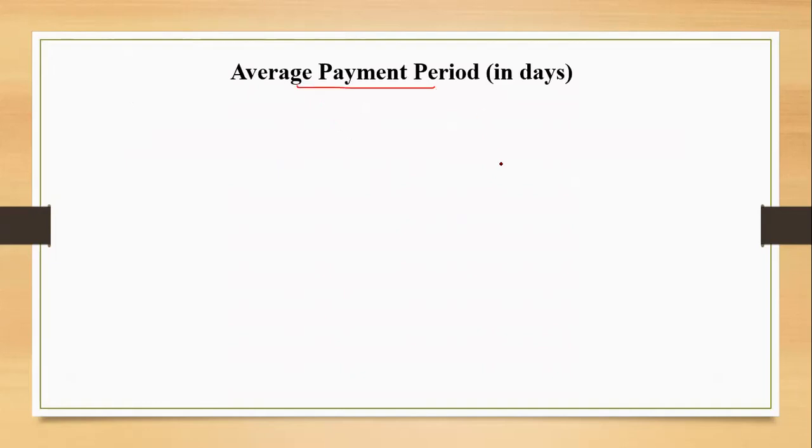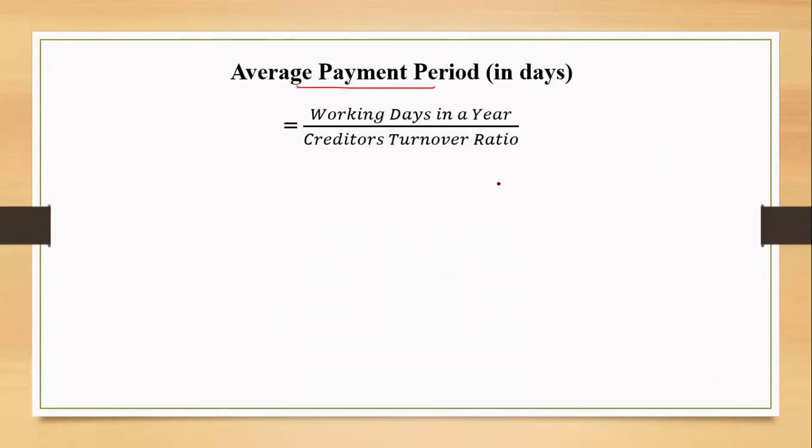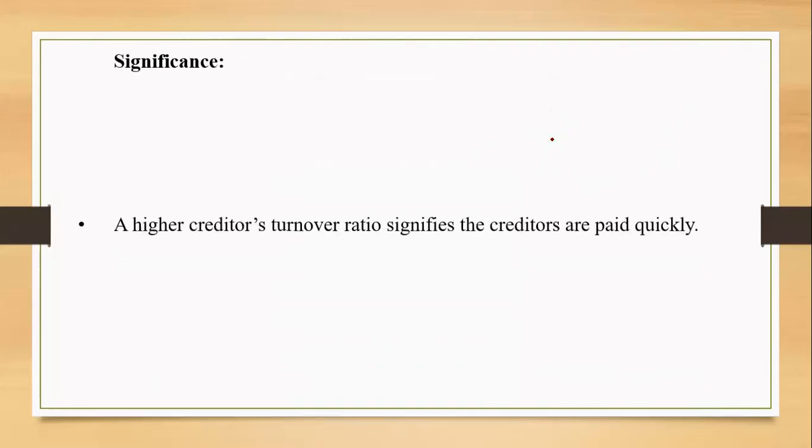Average payment period, as we were having average collection period in debtors, same way over here it is average payment period. The formula remains same, that is working days in a year to be divided by creditors turnover ratio. What is the significance of this ratio?